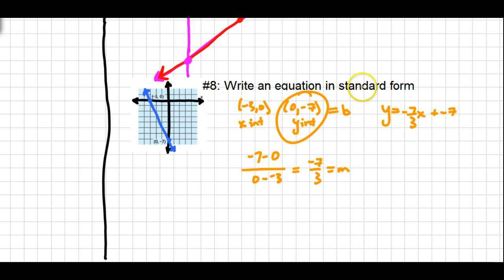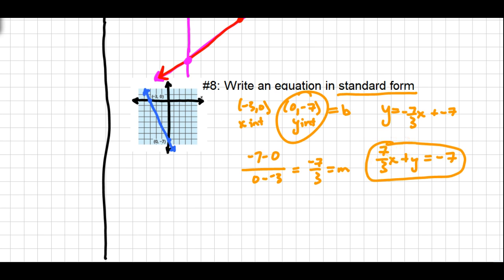The problem is it's not in the proper format. To get it in standard form, we need x and y together on the same side of the equation. So to bring the x over to the y side, I would simply add the opposite. So if I do that, I get 7/3 x plus y equals -7. The -7 stays, the y stays, and the -7/3 moves over. I'm fine with students leaving their answer like this. However, the book does not think that that's okay.